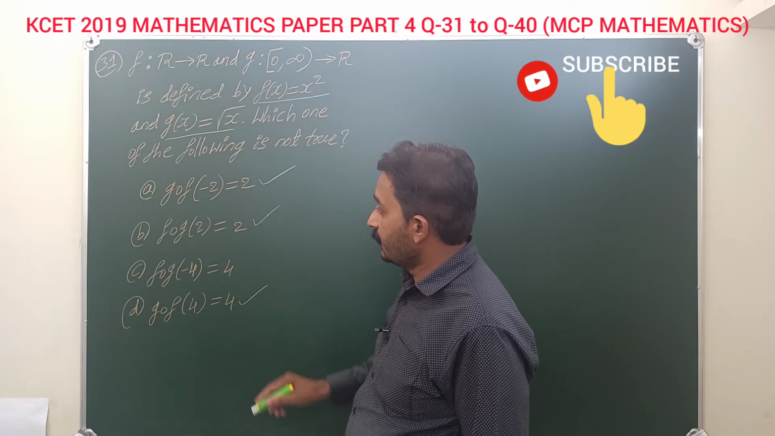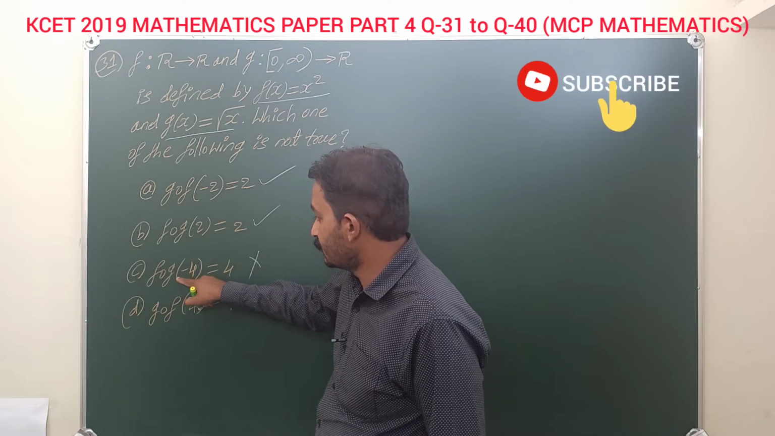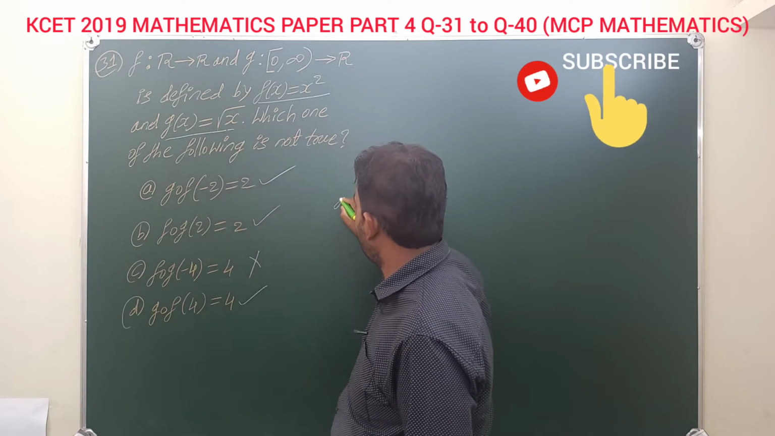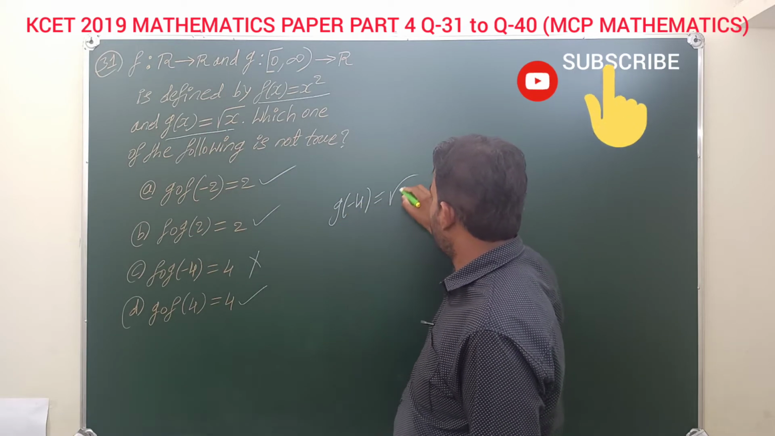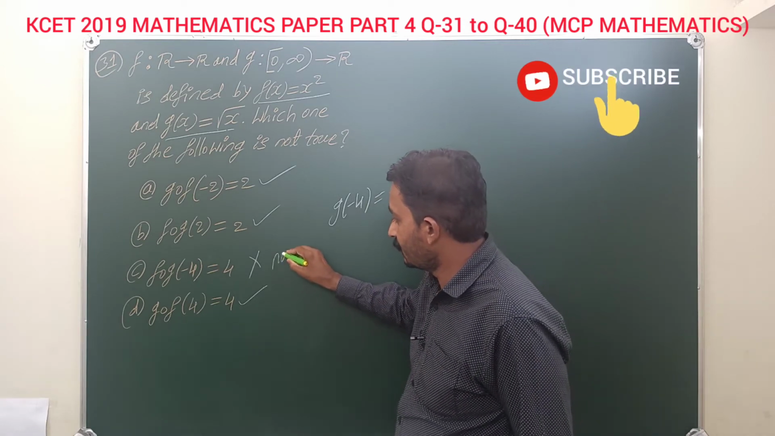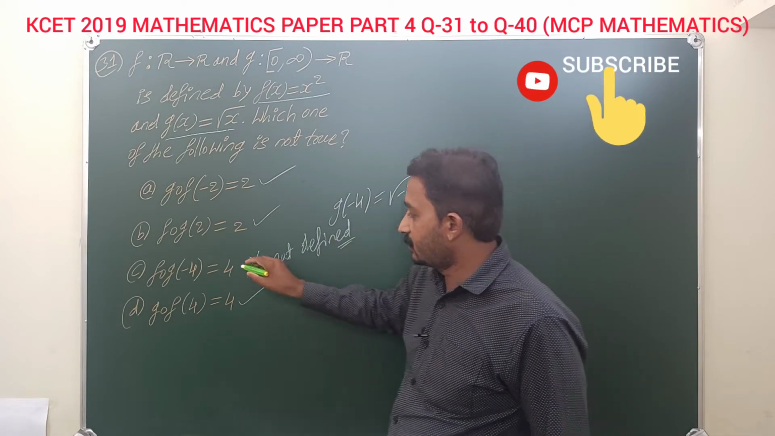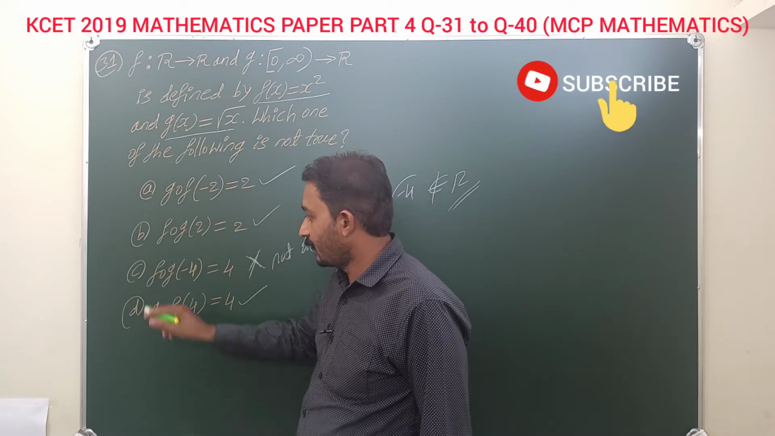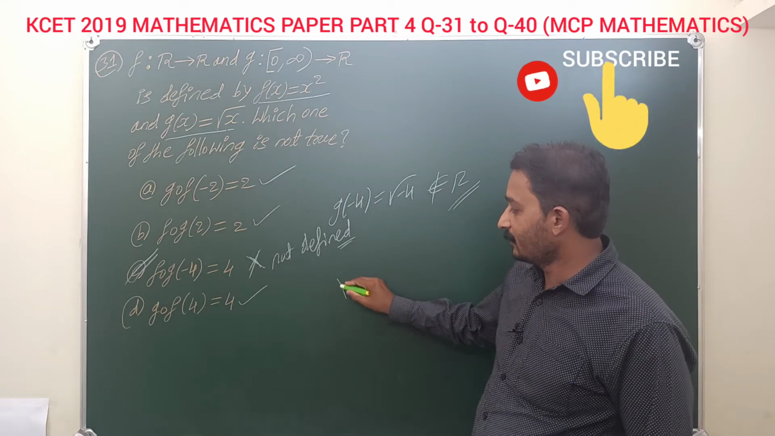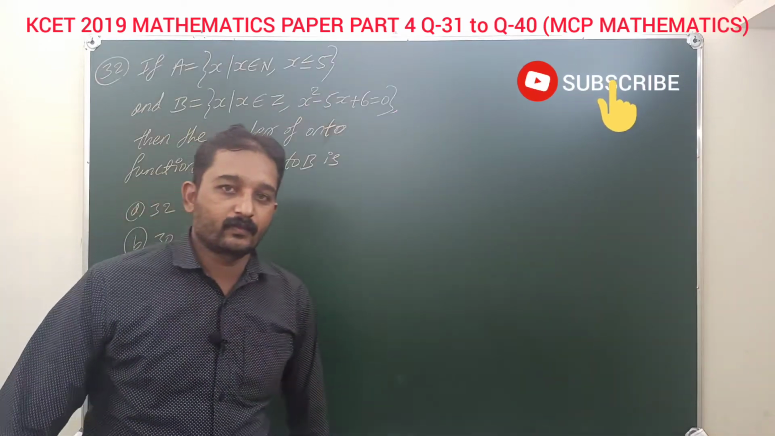It is also correct. A, B, D are correct, but C is not correct, because g of minus 4, where g of x is root x, is nothing but the square root of minus 4. It does not belong to any real number, so it is not defined. So option C is not correct. This is the correct option. Most students solve this question easily because it is an easy question. Now let us move on to question number 32.